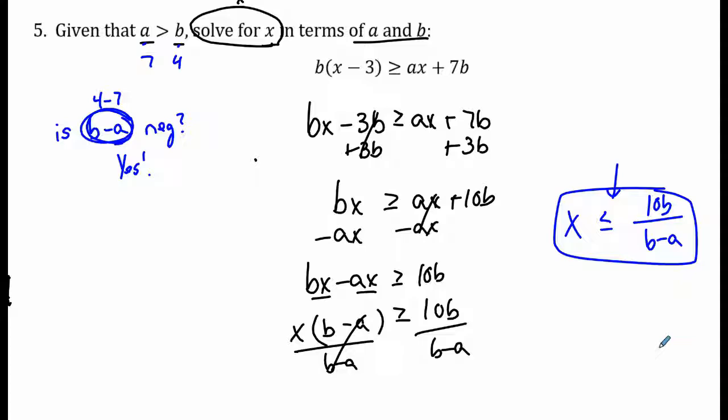This was a nasty question because you had to deal with the extra letters, and then they threw in this curveball here that b minus a was actually a negative number. Again, this is one of those hard problems I hope you can do, but if you can't, let's focus on getting the basics down and work our way up to this.